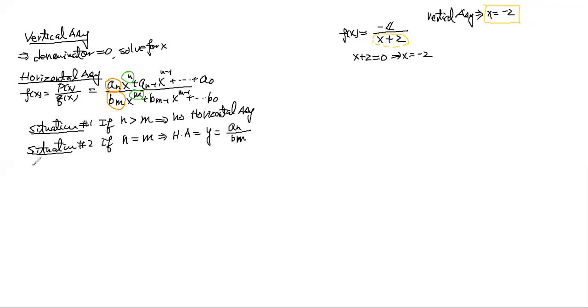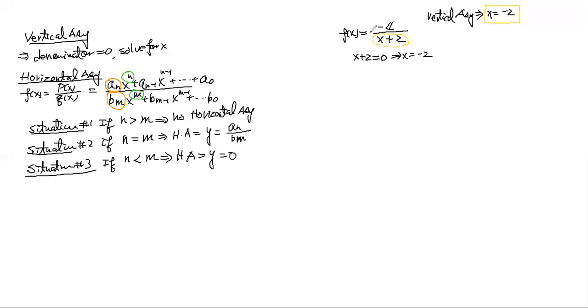Now situation number 3. This is the situation if n is less than m. That means the denominator is going to infinity a lot faster than the numerator. So the denominator approaches infinity, and the whole fraction approaches 0. So the horizontal asymptote is y equals 0 here. Okay, so those are the 3 rules.